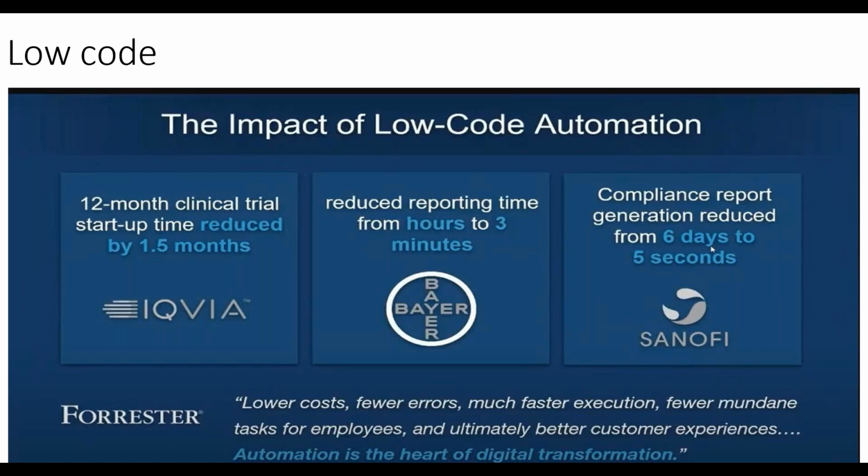Same for Bayer. They said reporting time went from hours to minutes. To create a report is very important in a financial company. So Appian is very quick to create and design the reports, and you will be able to download all your reports to your system in Excel format. Appian is one of the tools suggested by the bigger giants because it is very fast. Same for Sanofi. Sanofi is also saying that the time is reduced from 6 days to 5 seconds because the reporting is so quick.